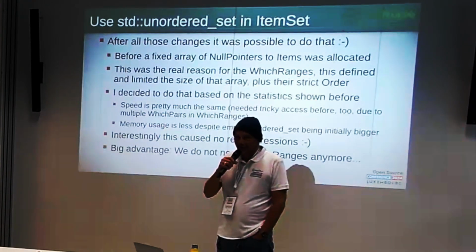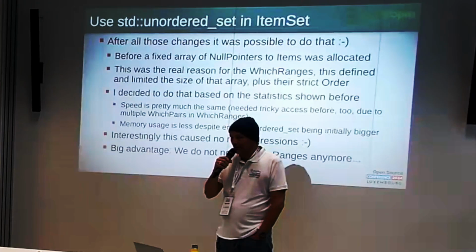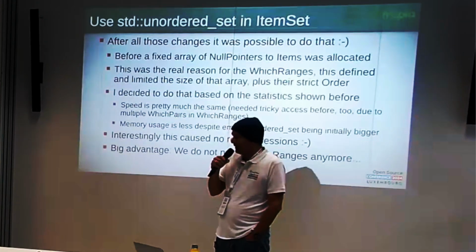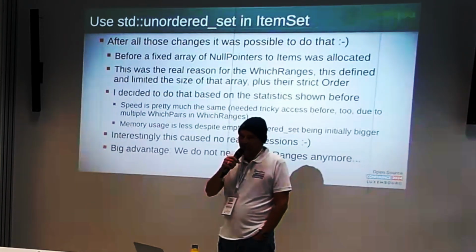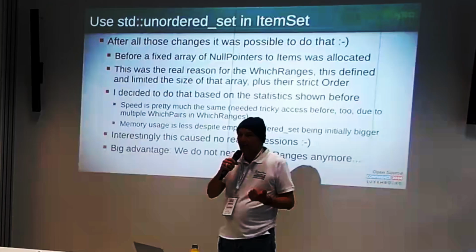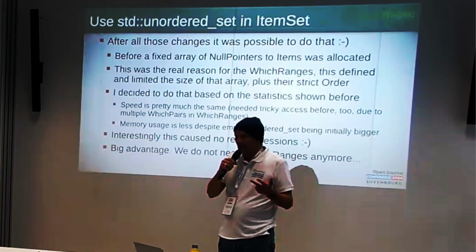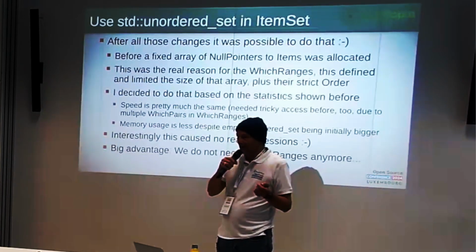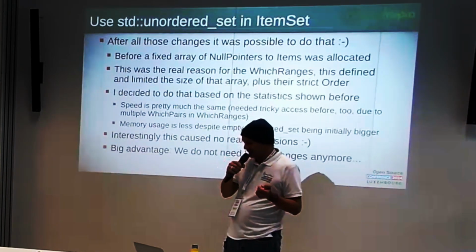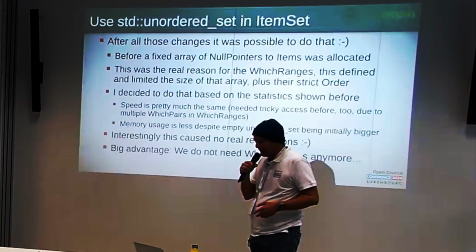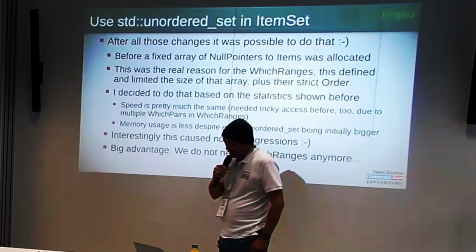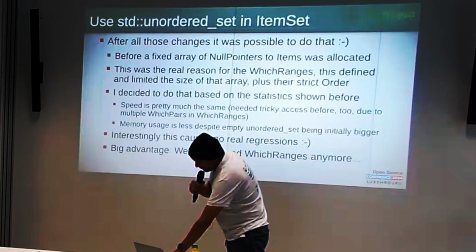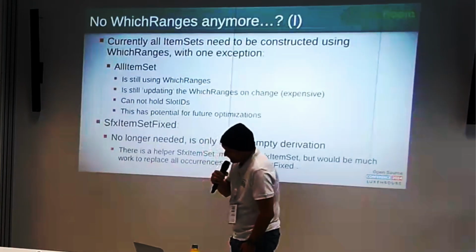And by the way, for every change I did with the item sets, I did not even dare to put it on Gerrit before at least the unit tests for Writer, Calc, and Draw Impress were running locally. So it's so picky, and every change is so delicate. You have to be extremely careful with that. So the big advantage is we do not need the which ranges anymore. So no which ranges anymore.